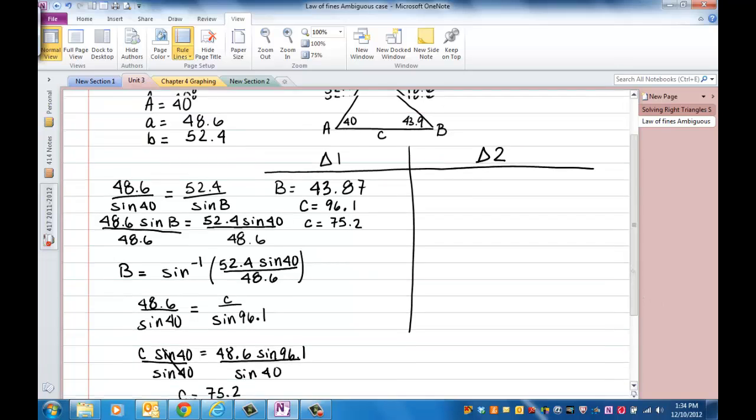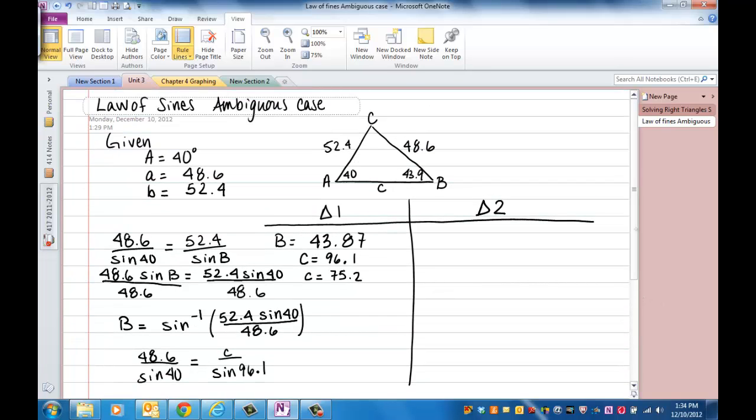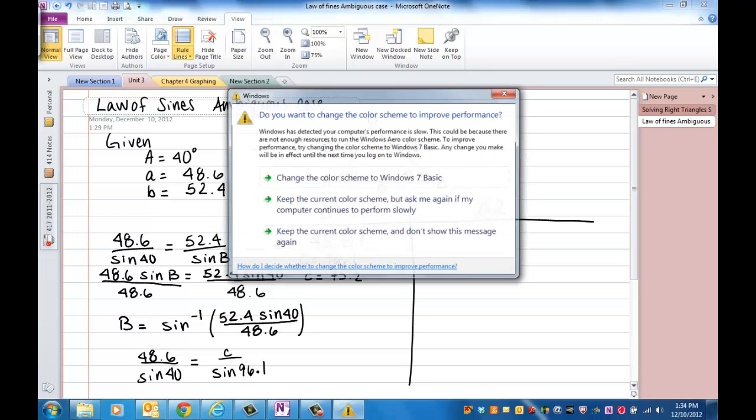Now just a quick check on my answers to see if they make sense. Side C came out to be my largest side, therefore based on our hinge theorem, angle C should be my greatest. Angle A was my smallest of the three angles, so side A should be my smallest, which it is, and angle B was my middle angle, so 52.4 should be somewhere greater than 48.6, which it is, and also less than 75.2. So as it is right now, my answers make sense.